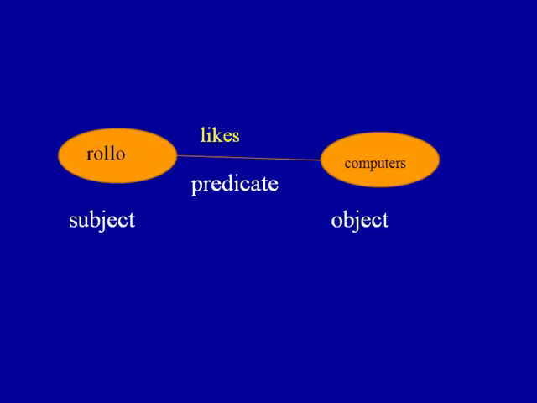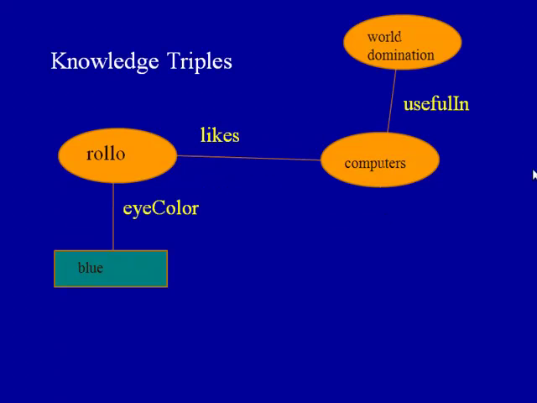Well, that's okay, but how does that relate to world domination? Well, one thing you could say is that computers could be useful in world domination. So we can put a world domination concept out here. And then we can also say things about you, Rollo. Oh. Yeah, like you have blue eyes. So Rollo, eye color, blue.